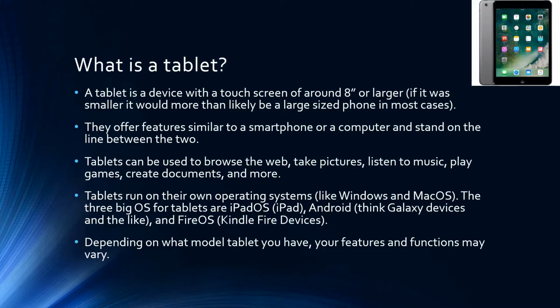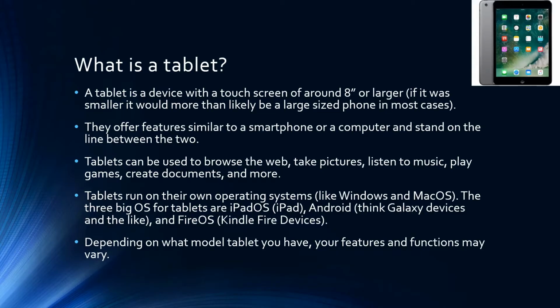What is a tablet? A tablet is a device with a touchscreen of around 8 inches or larger. Though it's smaller, it would more than likely be a large-size phone in most cases. They offer features similar to a smartphone or a computer and straddle the line between the two. Tablets can be used to browse the web, take pictures, listen to music, play games, create documents, and more.